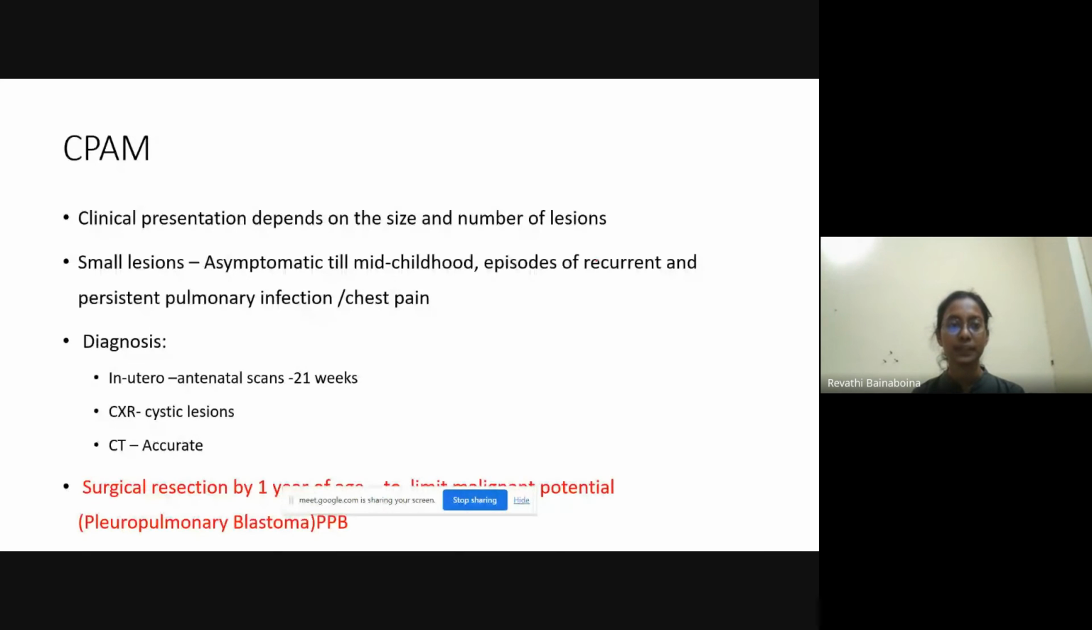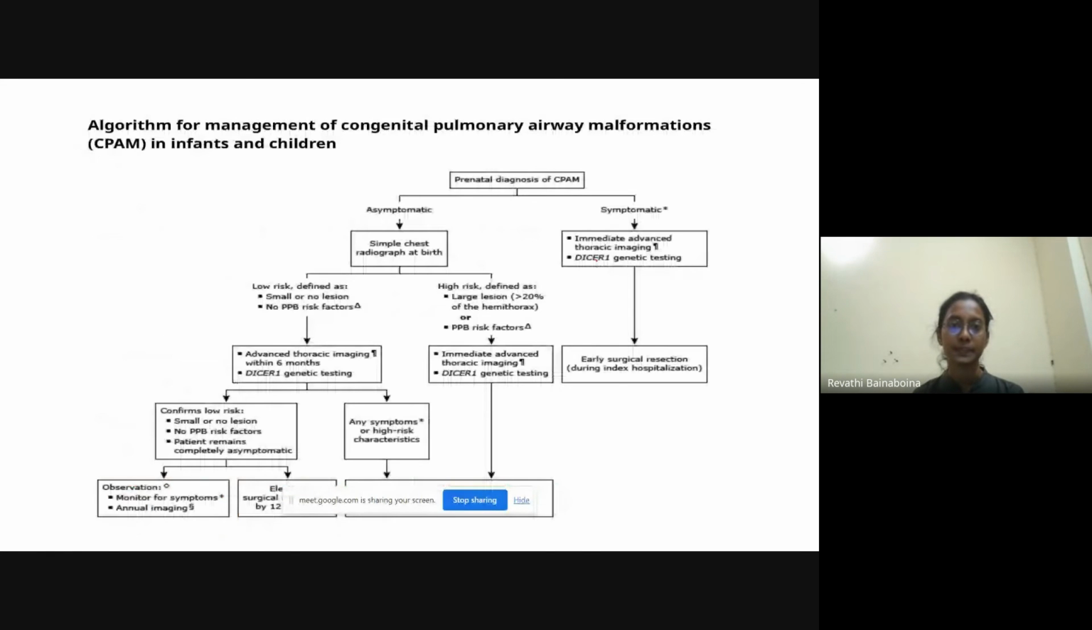Surgical resection by 1 year of age is recommended to limit the malignant potential, where the pleuropulmonary blastoma is more common in these types. So this is the algorithm for management of congenital pulmonary airway malformations in infants and children.